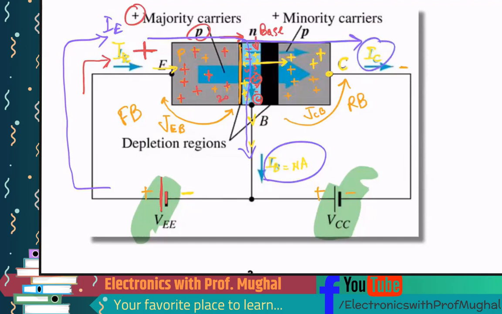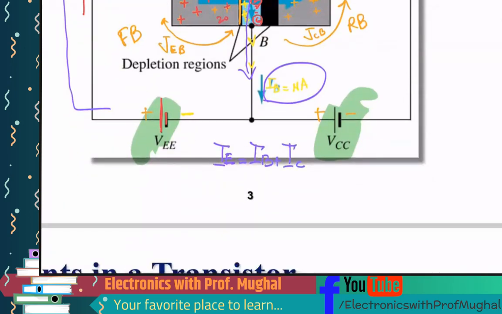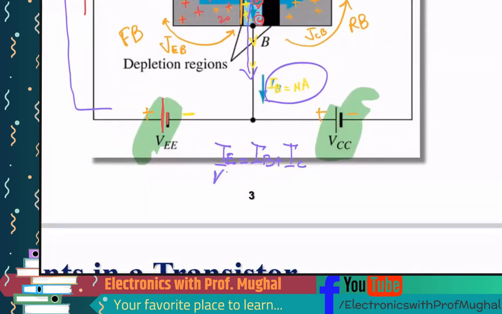So if we do the math, or KCL basically, we get the equation IE equals IB plus IC, where this is the emitter current IE, this is the collector current IC, and this is the base current IB.